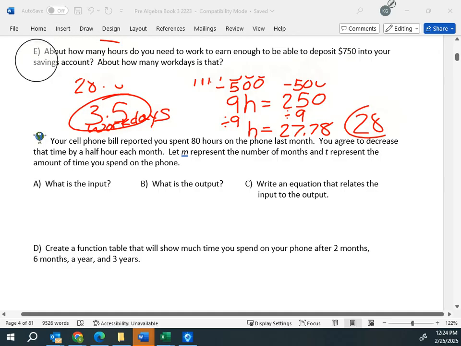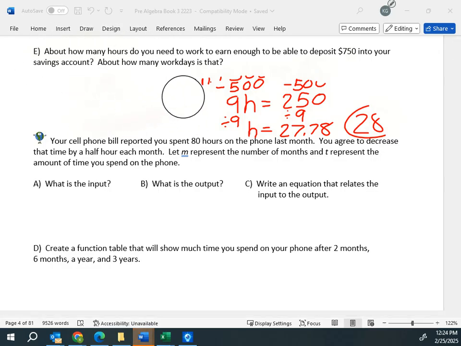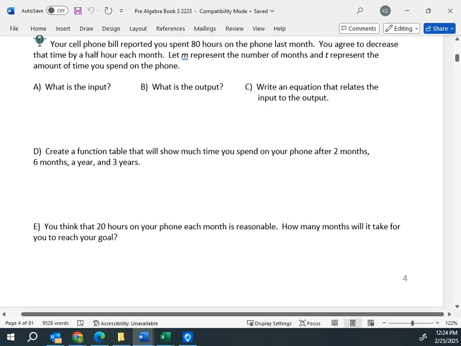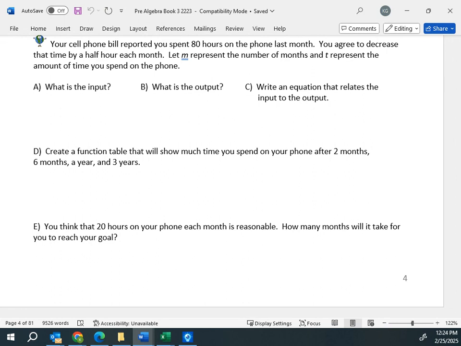Well, let's look at our next one. You're going to try to figure out the first part on your own, and then we're going to talk it through. Your cell phone bill reported that you spent 80 hours on the phone last month. You agreed to decrease that time by a half hour each month. Let M represent the number of months and T represent the amount of time you spend on the phone. See if you can do A, B, and C right now. What's the input? What's the output? And then let's see if you can figure out the equation that goes with it.